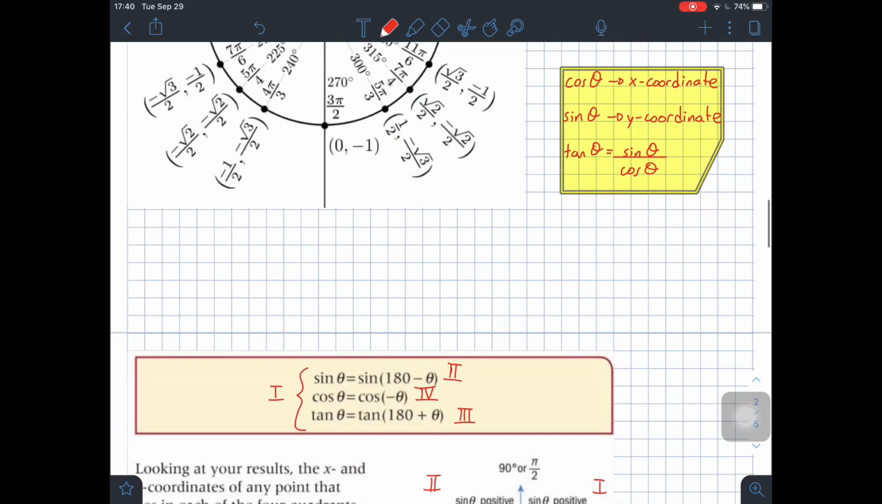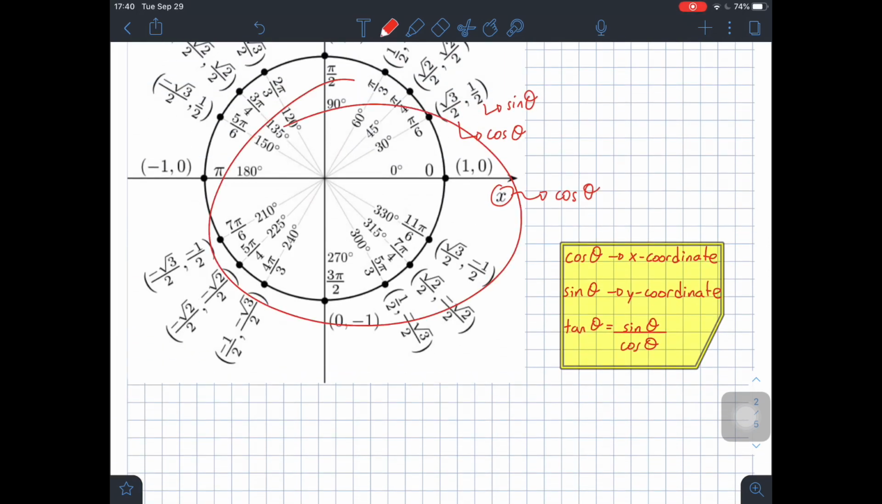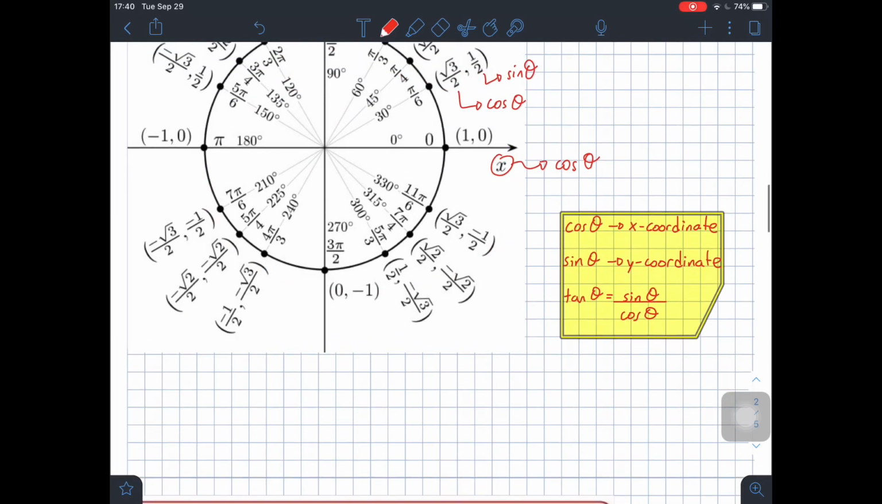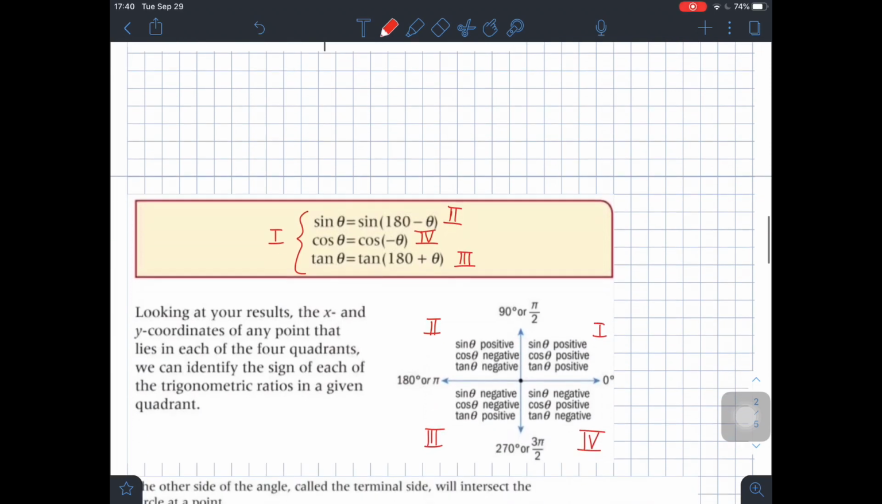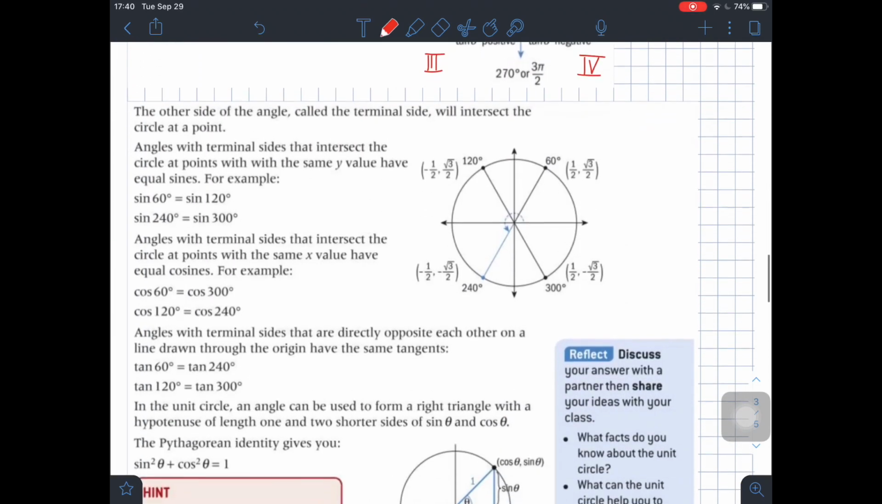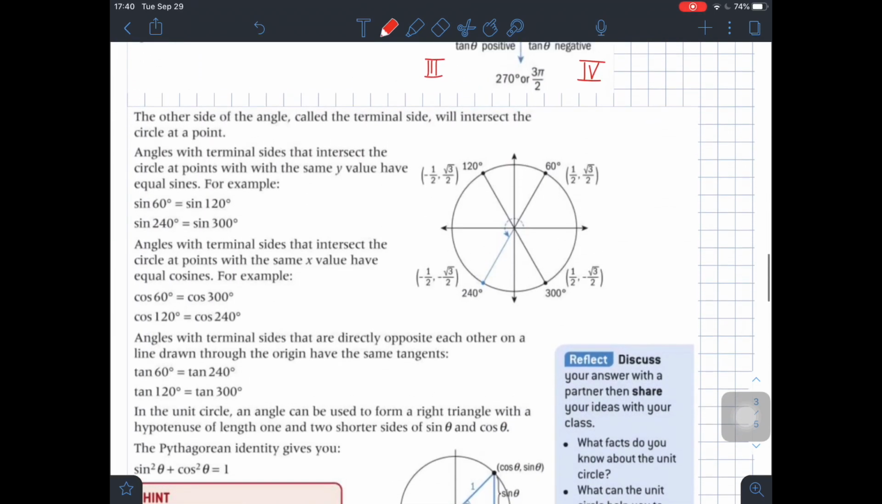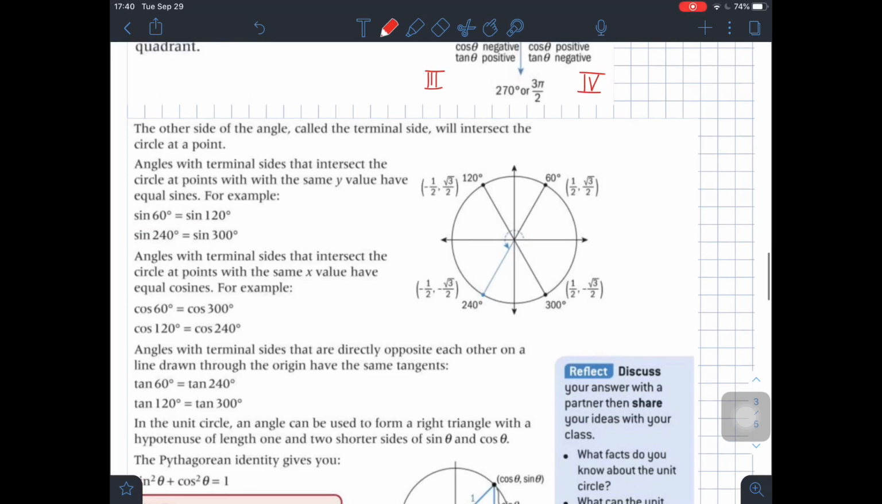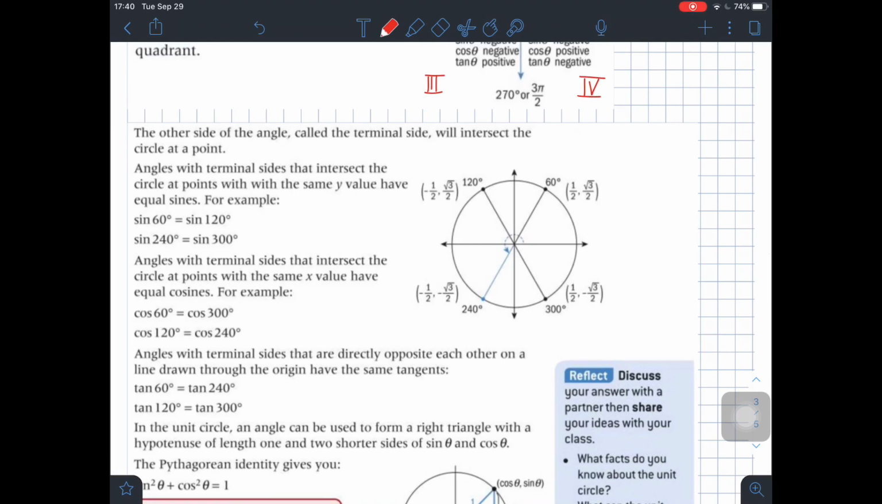Okay. So once again, if you dominate the unit circle, you shouldn't struggle with these types of problems. Then it says, the other side of the angle, called the terminal side, will intersect the circle at a point. Angles with terminal sides that intersect the circle at points with the same y value have equal sines. For example, sine of 60 degrees is equal to sine of 120 degrees. That's something I showed you already, but I'm going to show you again here.